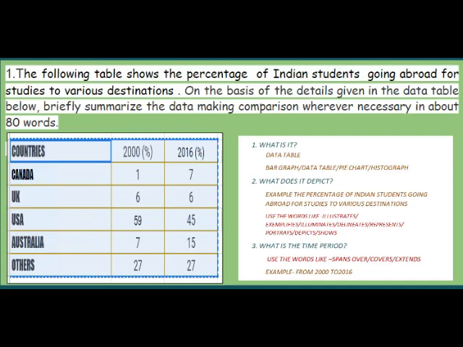By 2016, the share of Indian students in the US slumped to 45% and the UK remained unchanged, rather plateaued, at 6%. In contrast, there was a surge in the number of students traveling to Canada to 7%, and the students opting for Australia has doubled, which shows promising signs for these countries.